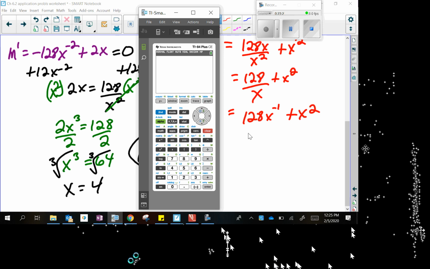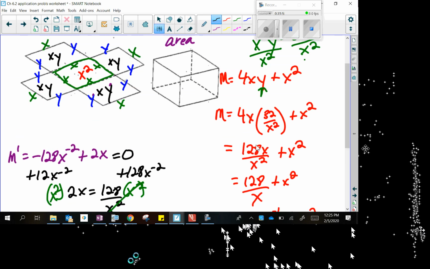So for this one, if you do math, and go down to number 4 right here, and you type in 64, that gives you the cube root, 4. Or you could do 64 to the 1/3, which also gives you the cube root. Okay, so x equals 4.